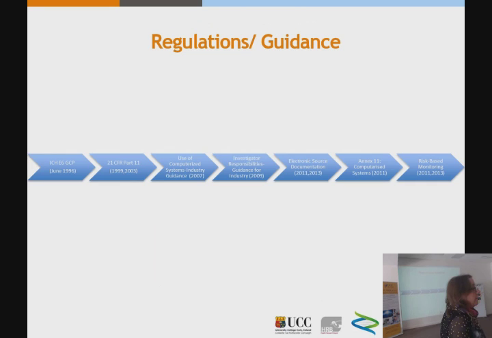Now, governing all these things, of course, we have a load of regulations and guidance documents that have been developed. And in terms of clinical trials, one of the main ones is the ICH GCP. That's the Good Clinical Practice guideline, and that was developed in 1996.